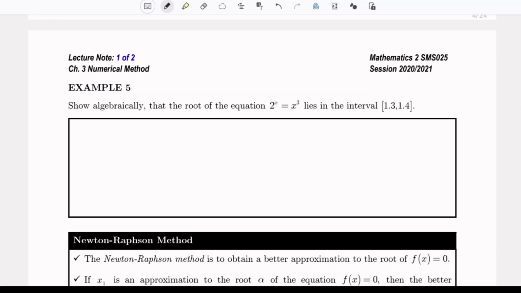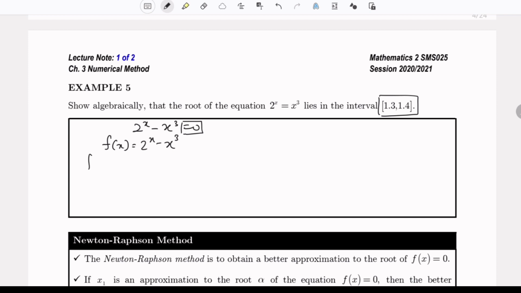Example 5. Similarly, bring everything to the left side. So we have 2 power of x minus x cubed equal to 0. Again, make sure the right side is 0. Then only you have f(x) equal to 2 power of x minus x cubed. Again, you are given the interval between 1.3 and 1.4.